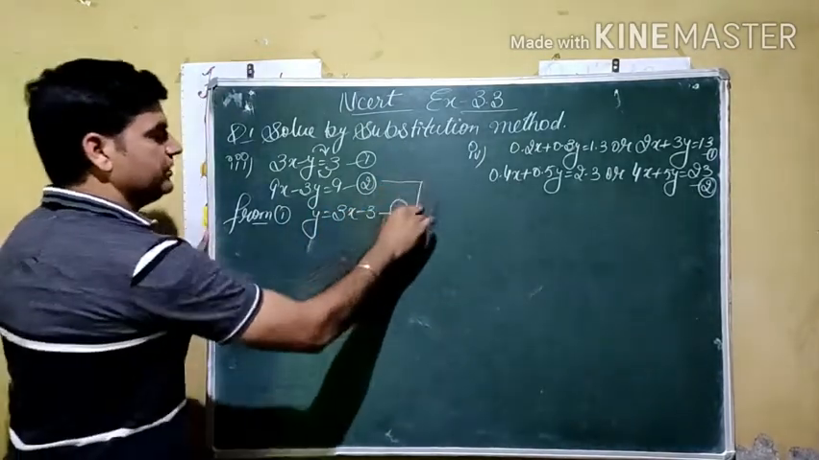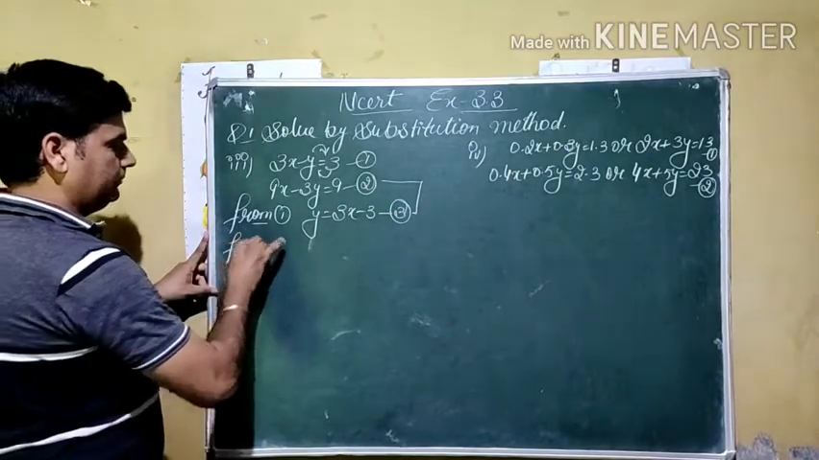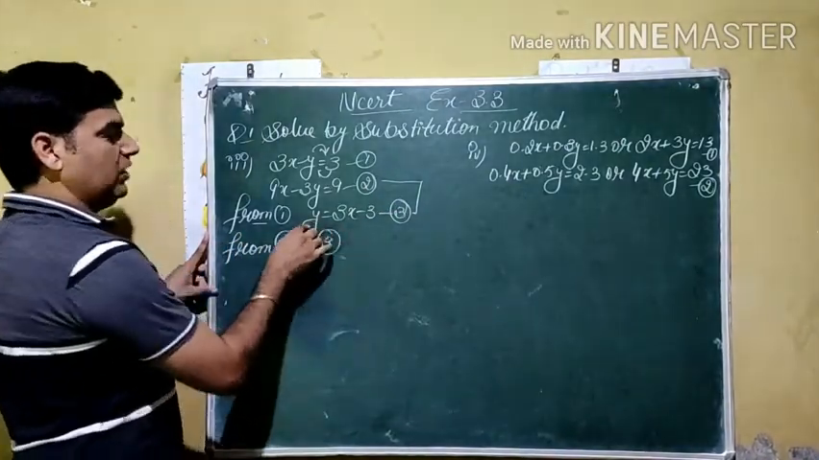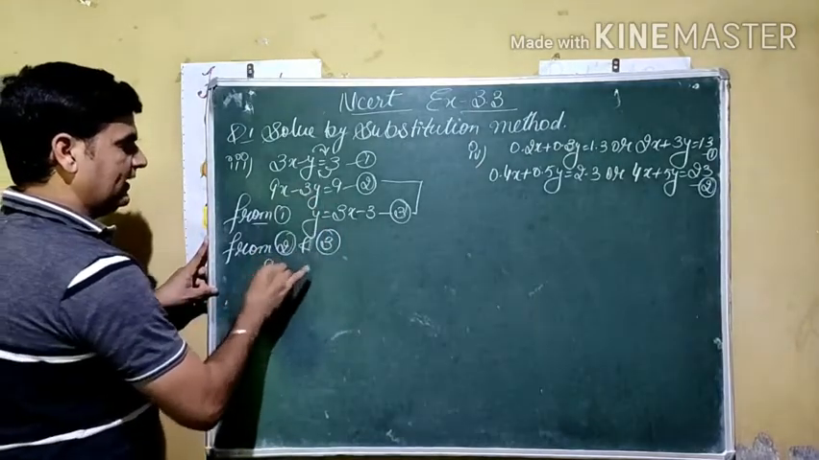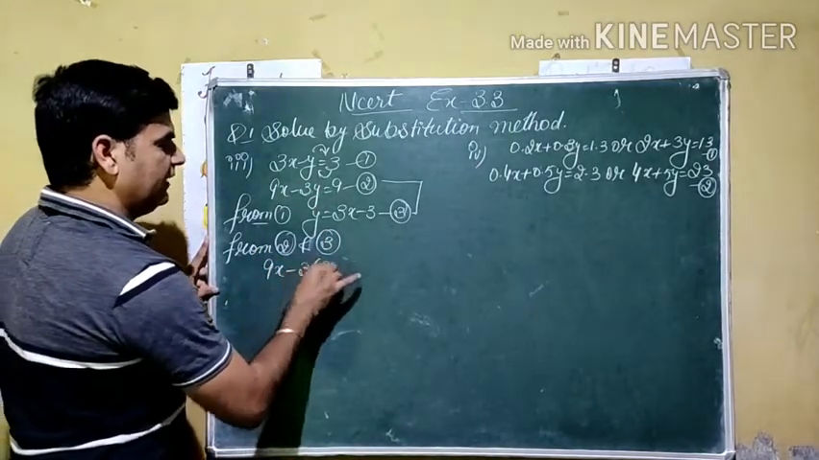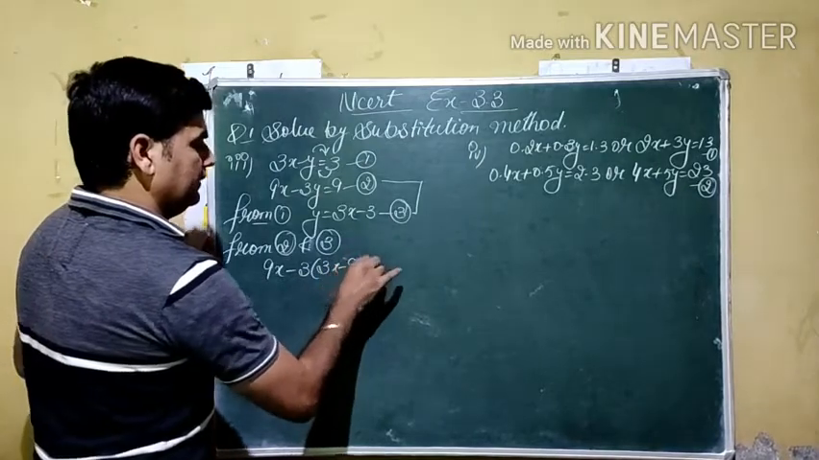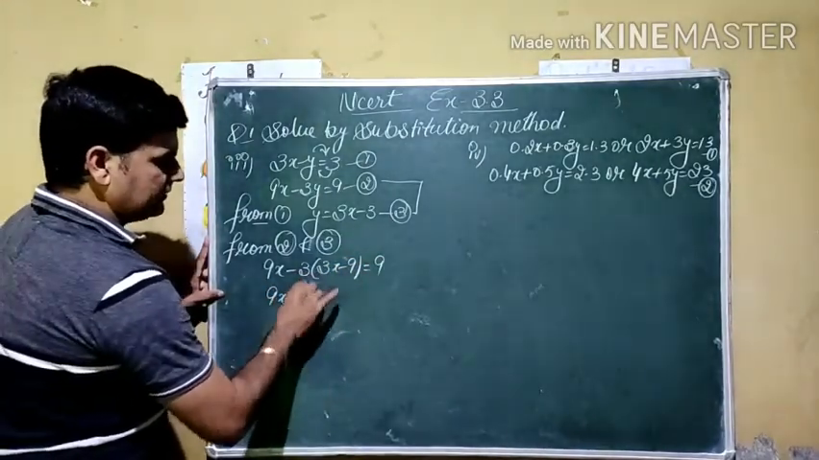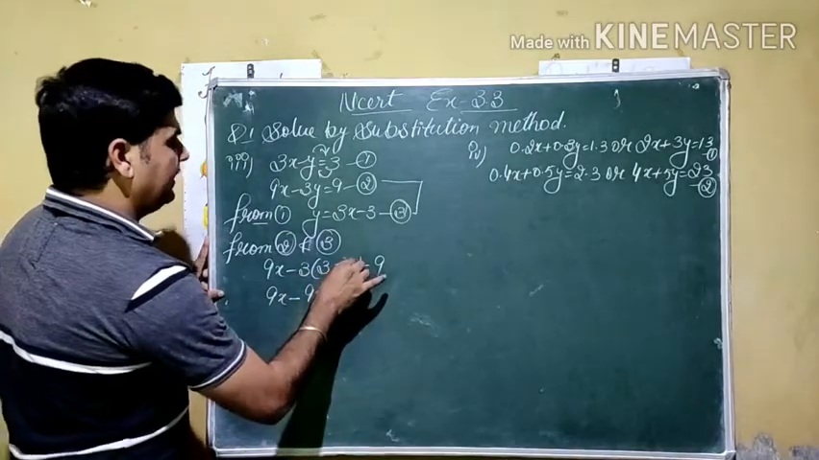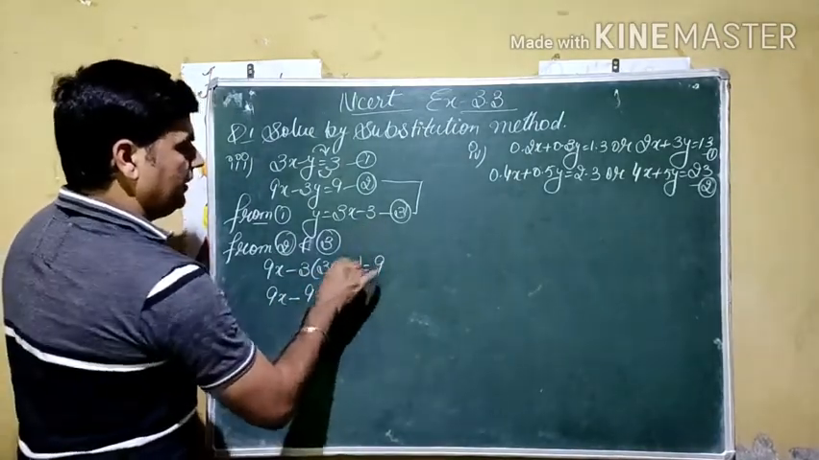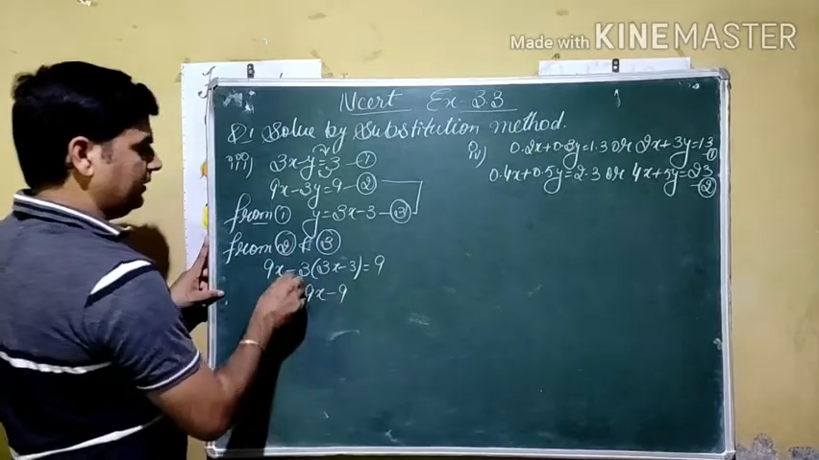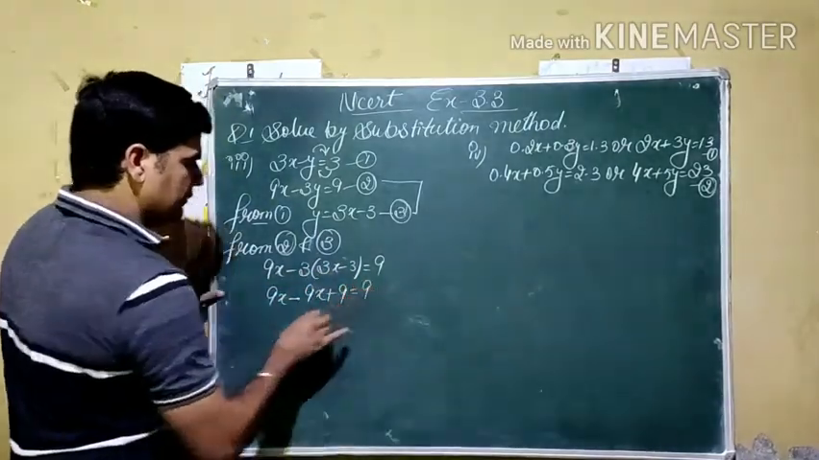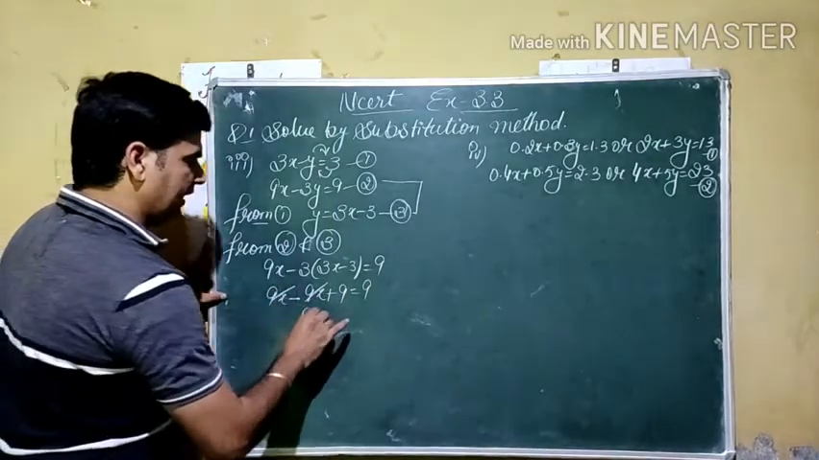Now using these results, from 2 and 3, we use the value of y from 3 in number 2. 9x minus 3 times the y value, which is 3x minus 3, is equal to 9. Open the bracket: 3 multiply 3x, 9x; 3 multiply 3, it becomes 9. Since there is a minus symbol outside, the first value becomes negative and the second becomes positive. So 9x cancels out, and 9 is equal to 9.